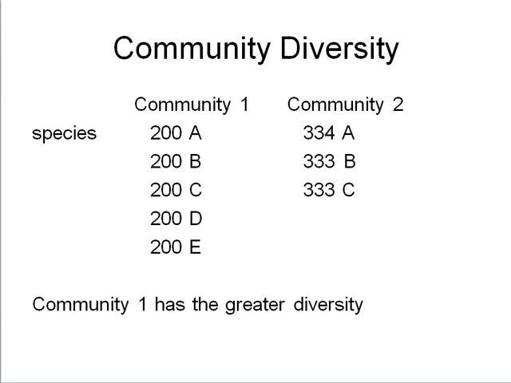Assume both communities have 1,000 individuals with very even numbers among the species. Community 1 has 5 species, Community 2 has only 3 species, therefore Community 1 will have the greater diversity.